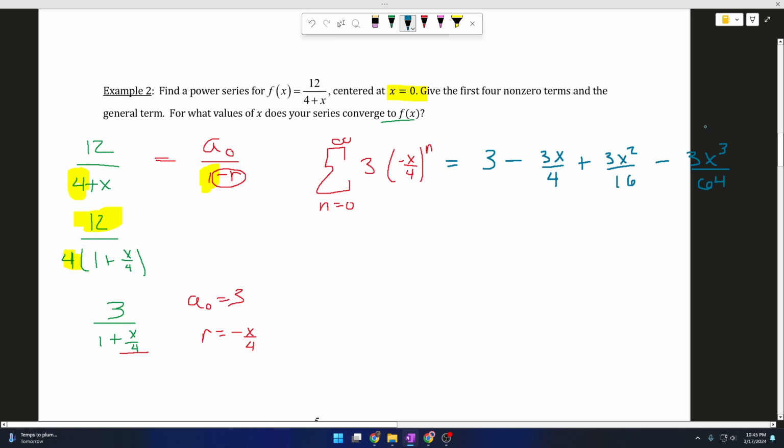I'm getting these by just plugging in n is 0, n is 1, n is 2, and 3, and writing down the results into here. So hopefully that makes sense. Remember that 4 is also raised to the power of n.